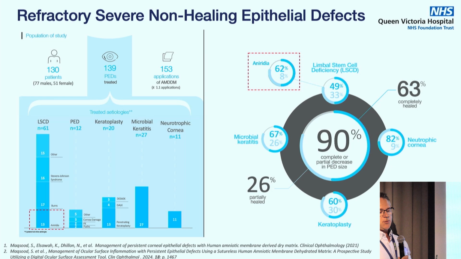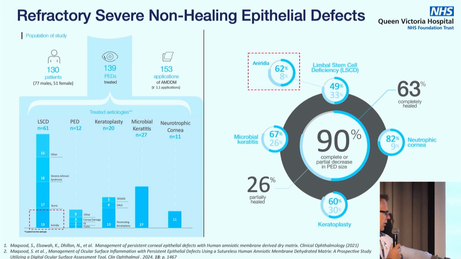refractory non-healing defect perspective, QVH, Queen Victoria Hospital in the UK, has published 2 studies in quite severe, because they're a tertiary referral centre, refractory non-healing epithelial defects. And I've summarised their retrospective study and their prospective study, which was published actually last week. Over those 2 studies, they treated 139 what we call PED, persistent epithelial defects. But you can see the etiologies of this cohort are quite complex. And 61 of these were limbal stem cell deficient.